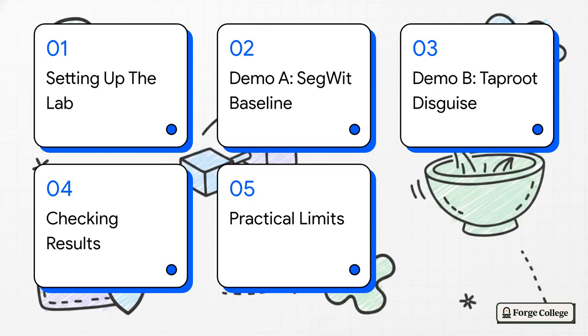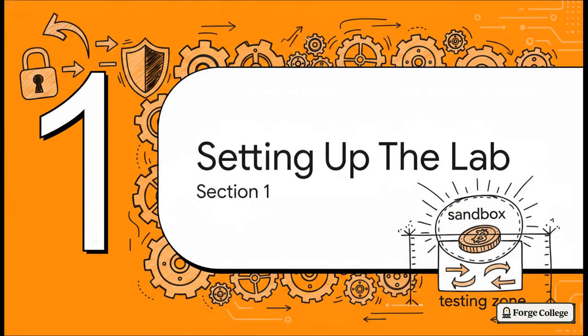First, setting up the lab. Second, Demo A, which is our SegWit baseline. Third, Demo B, exploring the Taproot disguise. Fourth, checking the privacy results. And finally, number 5, practical limits and takeaways. All right, Section 1, setting up the lab.